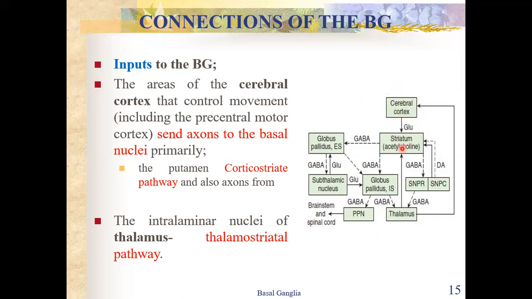And also there are axons from the intralaminar nuclei of the thalamus to the striatum via the thalamo-striatal pathway. That is the pathway, thalamo-striatal pathway. Then cortical striate pathways. So we move to the next slide.